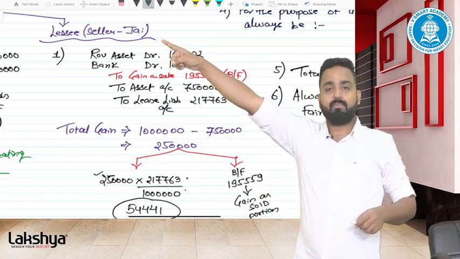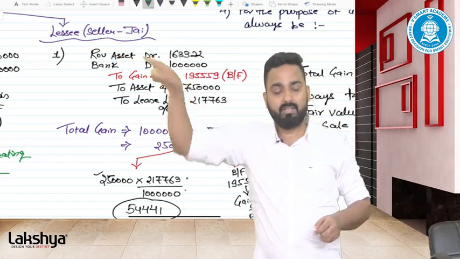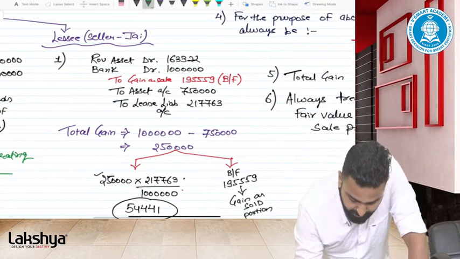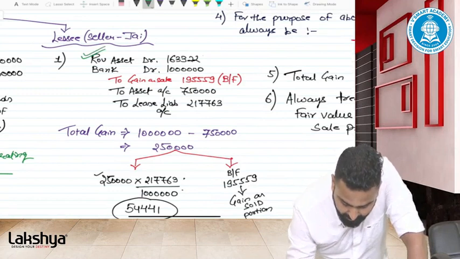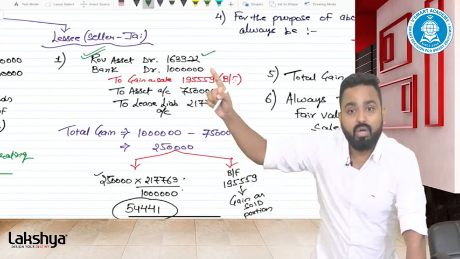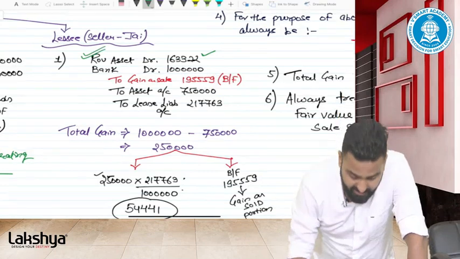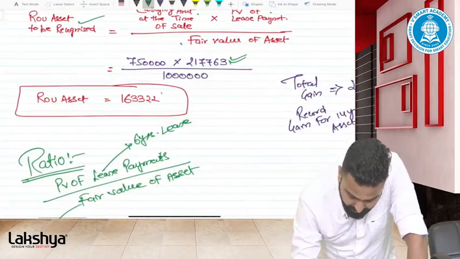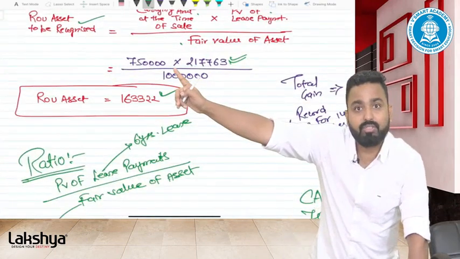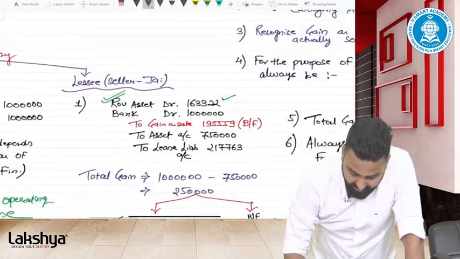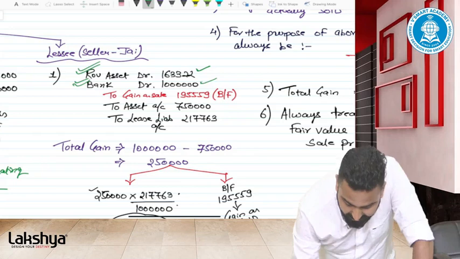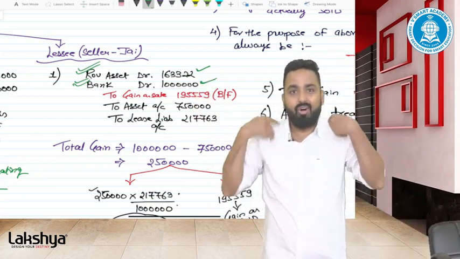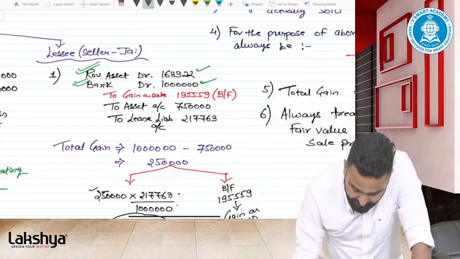In the books of Jay, who is seller, who is lessee. See, first of all, Jay will record ROU asset debit 163,322. How does this 163,322 arise? Because of this calculation. So, Jay will recognize ROU asset. Jay will recognize the bank account debit, 10 lakh. Jay got the funds, na? 10 lakh on sale of asset.